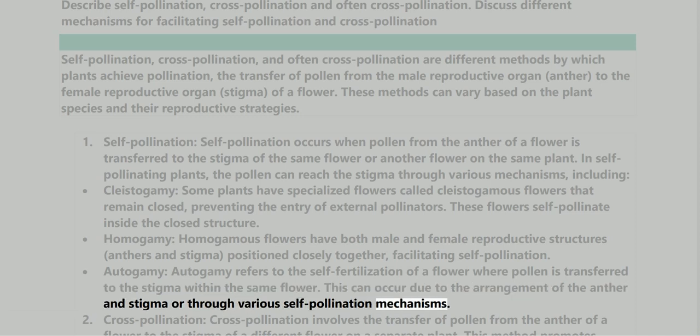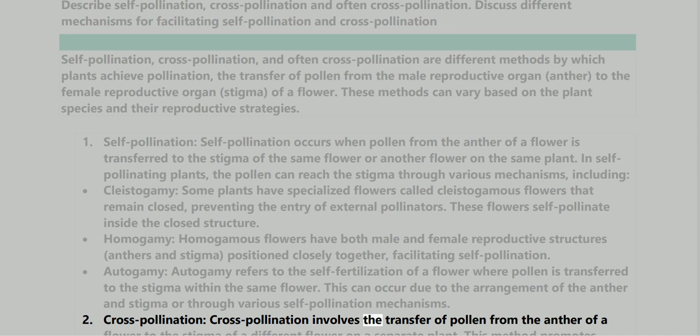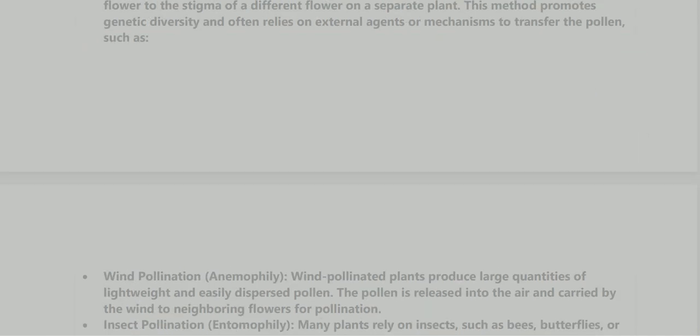2. Cross-pollination. Cross-pollination involves the transfer of pollen from the anther of a flower to the stigma of a different flower on a separate plant. This method promotes genetic diversity and often relies on external agents or mechanisms to transfer the pollen, such as wind pollination. Anemophily. Wind-pollinated plants produce large quantities of lightweight and easily dispersed pollen. The pollen is released into the air and carried by the wind to neighboring flowers for pollination.